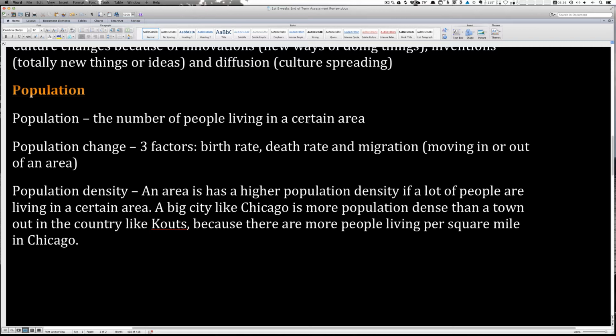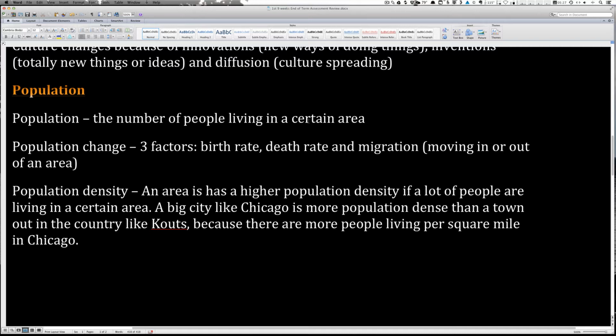and one family lives there at a time. But in a large city like Chicago, they build straight up multiple stories, and on every floor there's multiple apartments, so lots of people can live in the same space. So a big city like Chicago would be more population dense than a small town out in the country like Couts, which is just south of here, because Chicago has more people living every square mile.